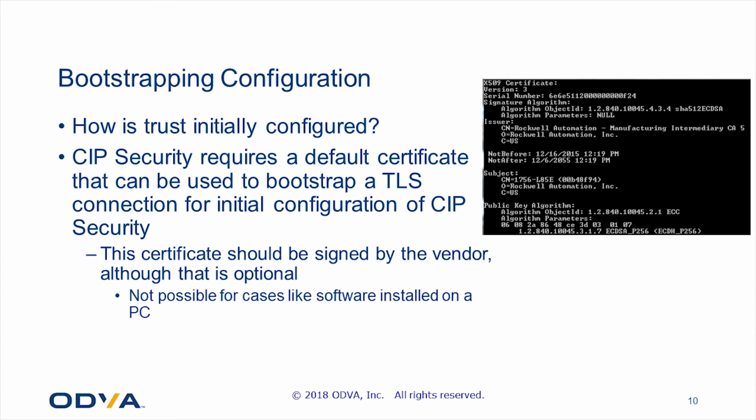That certificate ideally will be signed by a vendor-owned PKI. So if you have a vendor, for example, Rockwell Automation, we would have a PKI that we own, and in the manufacturing process, we will provision our endpoints with a certificate signed by Rockwell Automation that can be used to bootstrap the communications. And whatever other vendors, they would sign their default certificates as well, so that you could trust a vendor certificate in order to do your default configuration.